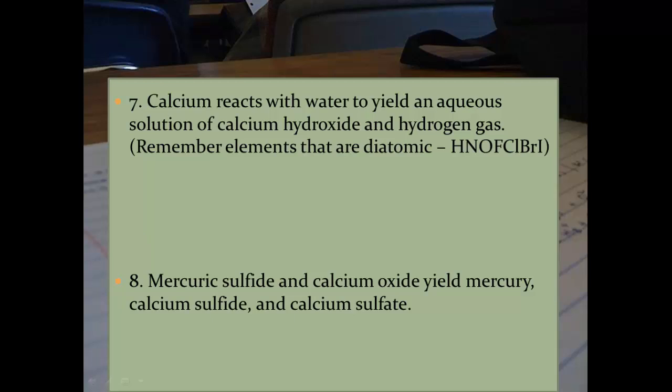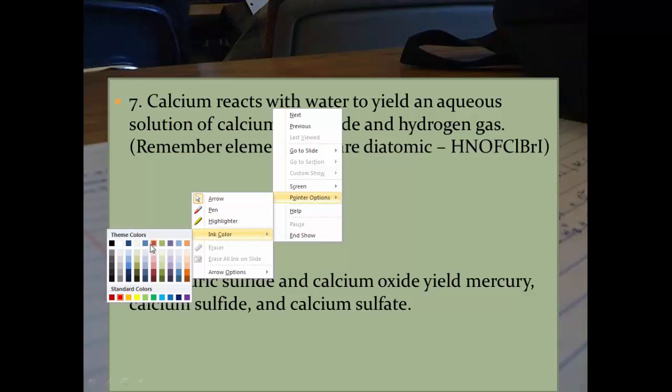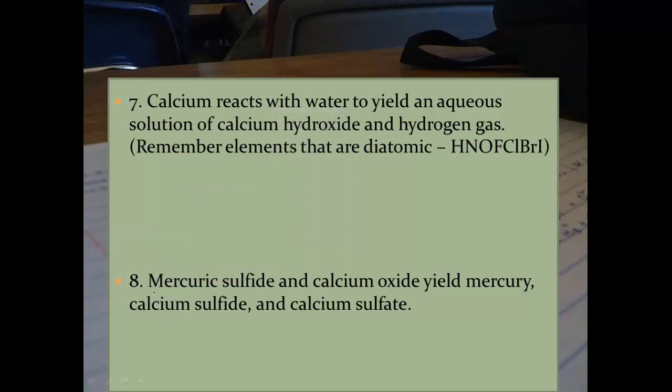All right, for number 8, we again need to start out by writing the balanced equation. So, mercuric sulfide. Ic, as the end of a Latin name, indicates the higher possible charge. So this is mercury plus 2. So that's HgS when we do the crisscross. And calcium oxide is CaO. Yields, mercury is just Hg plus calcium sulfide, CaS, and calcium sulfate, CaSO4.